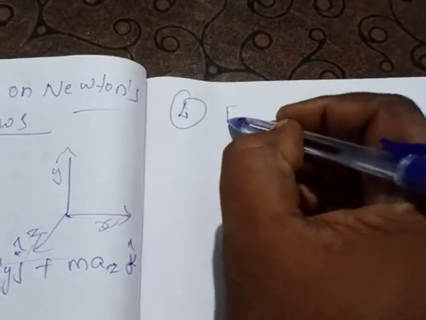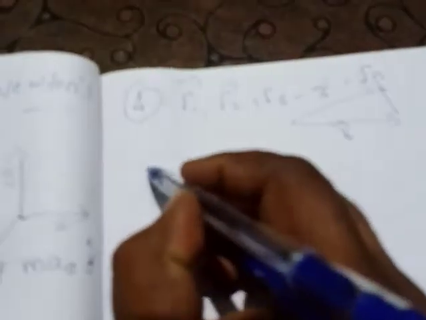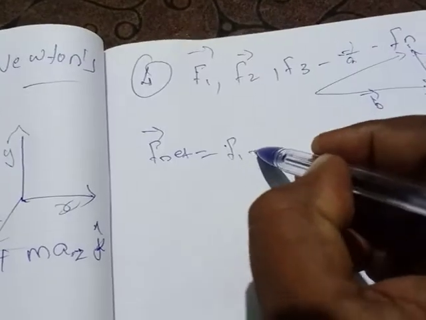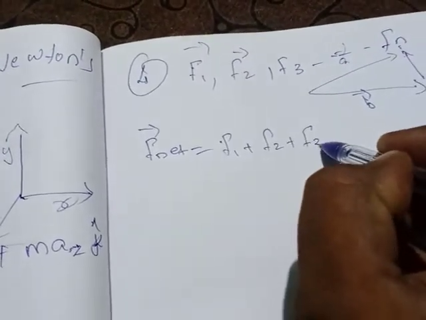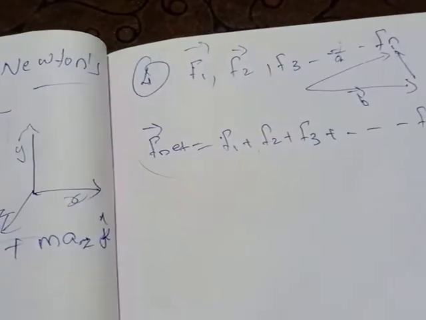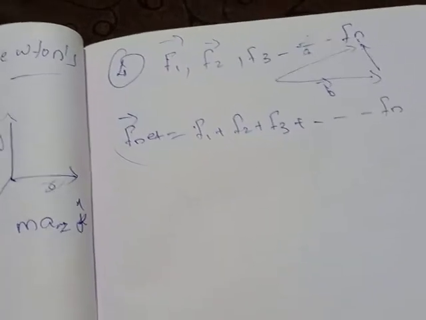So multiple forces F1, F2. Assume many forces F1, F2, then F3, etc., up to Fn are acting on an object. Then the net force, the total force, is equal to F1 plus F2 plus F3, etc., up to Fn. If you add all these forces, we get the net force. So that is the fourth point.